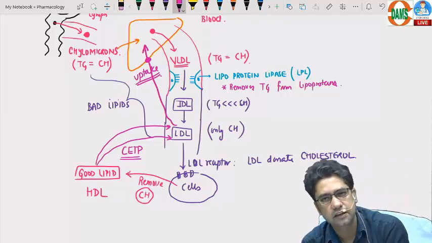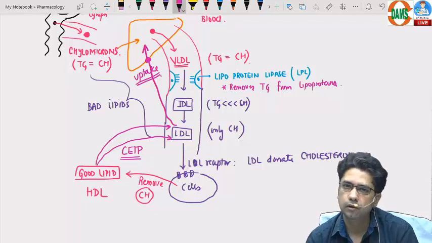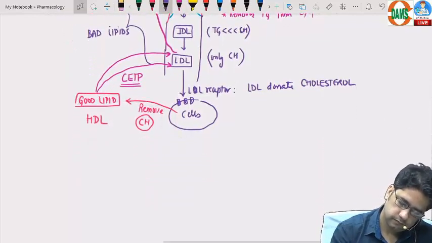Now the drugs are very simple. So let's write drugs, hypolipidemic drugs.